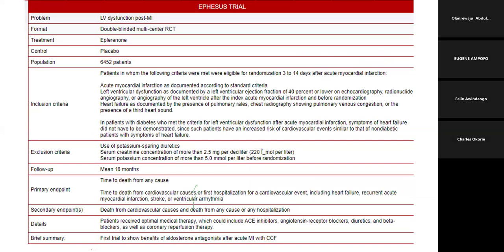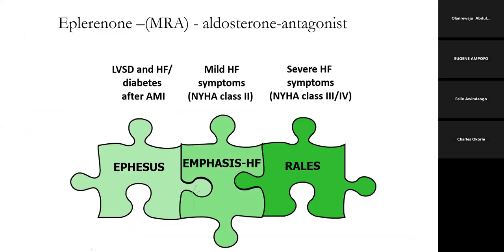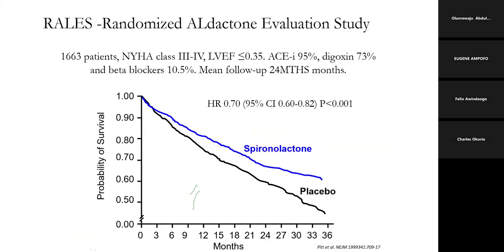Then I also wanted to ask, is there like a timeline? I know RALES came first in the 1990s. I don't know whether you know the timeline for the others, EPHESUS, EMPHASIS, TOPCAT. Let me see if I can get that. RALES was 1999. TOPCAT was, I think, in 2013.